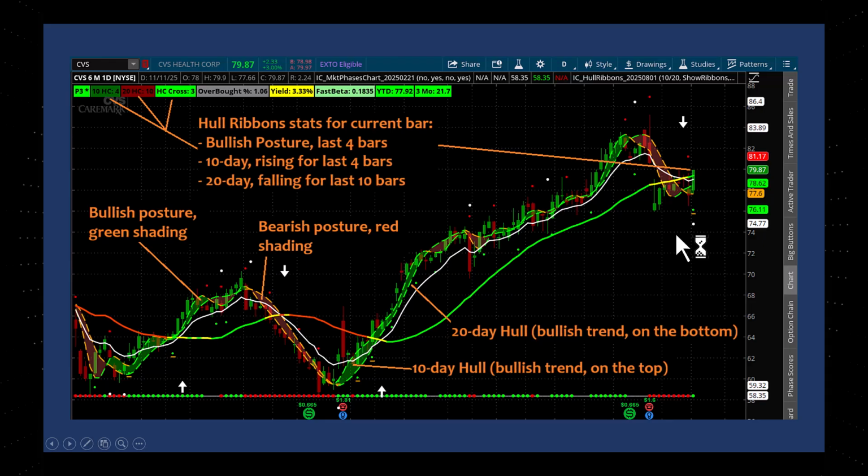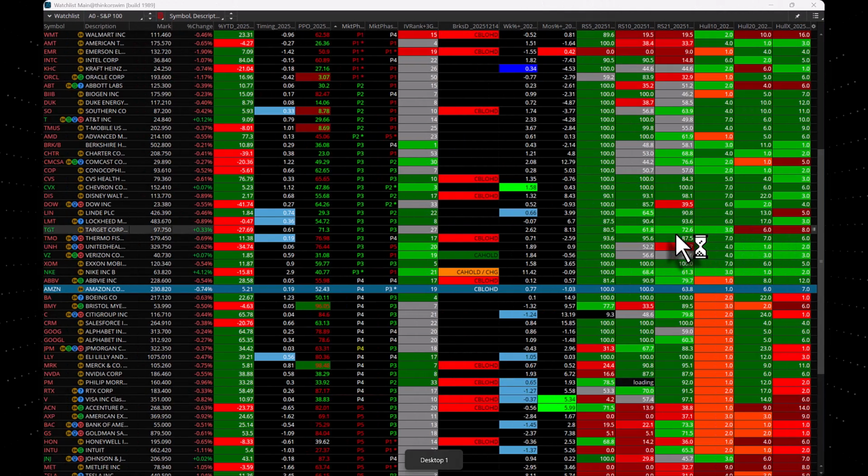So if you look back at the watch list, all of the hold ribbons are shown over here on the right. So here's the hold 10, hold 20, and hold crossover. And the color coding that you saw on the chart is exactly the same color coding that we've got here. So the point of this whole exercise was to show you the other tools that have been pulled forward and placed on the watch list.